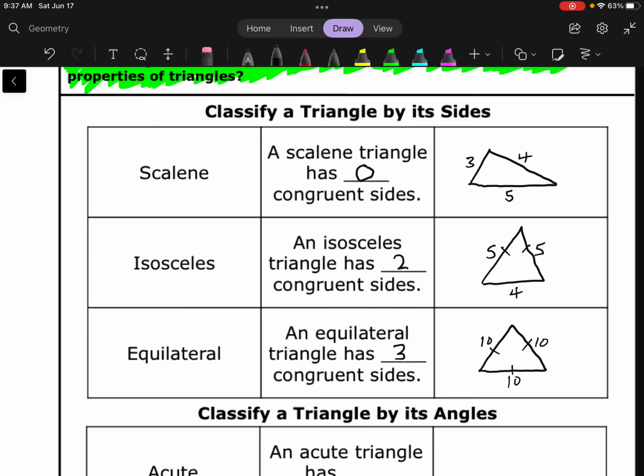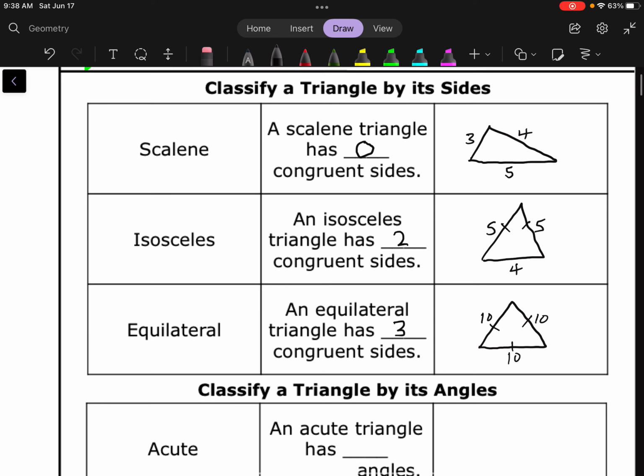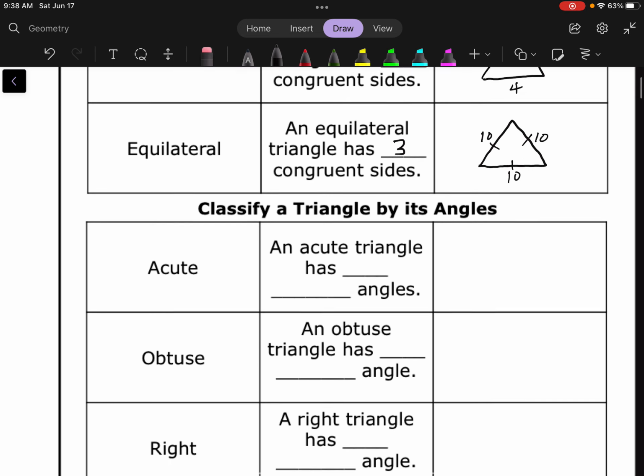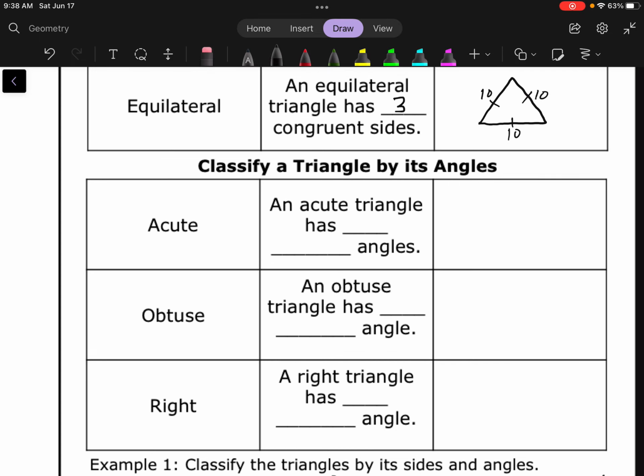Now there's another way of classifying triangles as well, because triangles don't just have 3 sides, they also have 3 angles. So by looking at its angles, we can also classify the triangle. So the first way of classifying a triangle by its angles is an acute triangle. An acute triangle has 3 acute angles. So that means that all 3 of its angles are going to be less than 90. So maybe we've got something like 70 here, 60 here, and 50 here. All 3 of those angles are less than 90, so it would be an acute triangle.